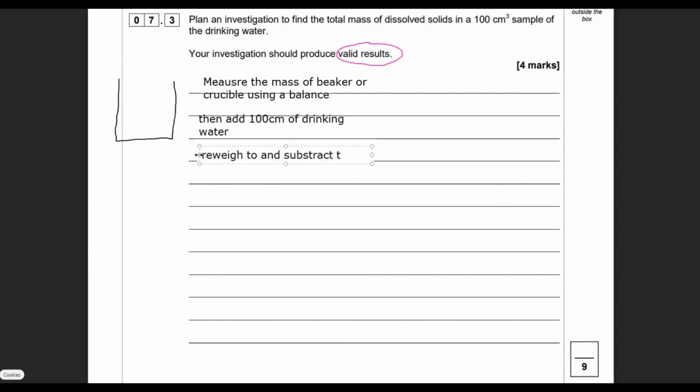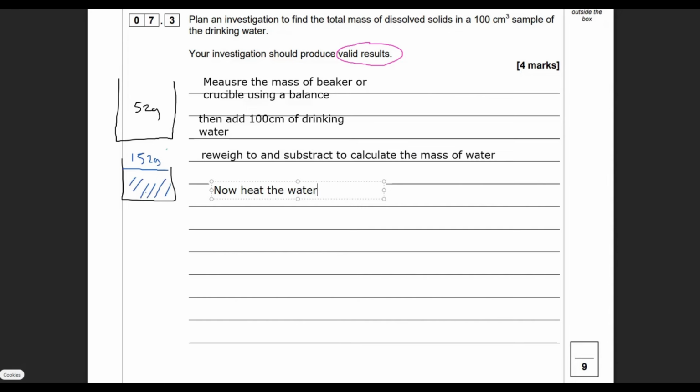Okay. Why is that important? Well, you're going to see later on, because if we know the container weighs a certain amount, then when we evaporate all the water and reweigh it, we'll know exactly how much salt or solids have been left behind in the container. So let's make up a number. Let's say our empty beaker weighed 52 grams. Then we're going to fill it with 100 centimeter cubed of water. Generally, water should be 1 gram. It has a density of 1, so 1 gram per centimeter cubed. So we can say that 100 centimeter cubed of water would make it weigh 152 grams.